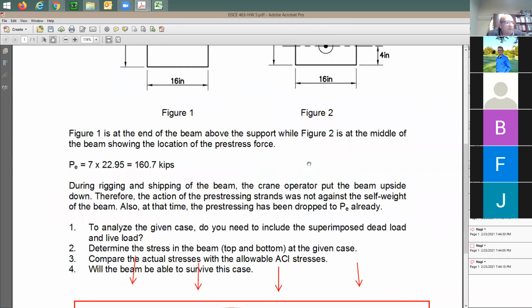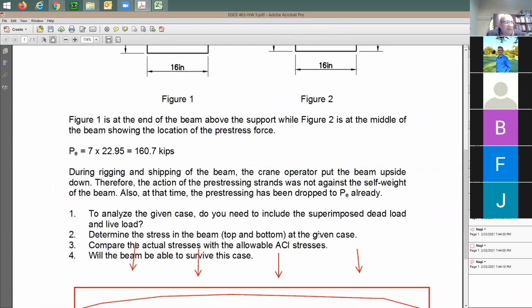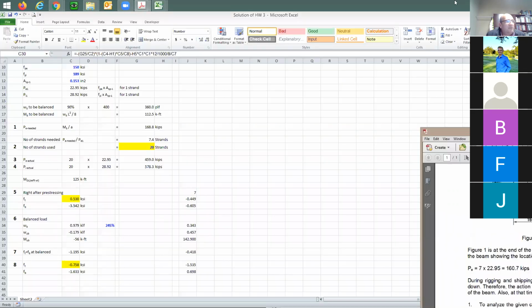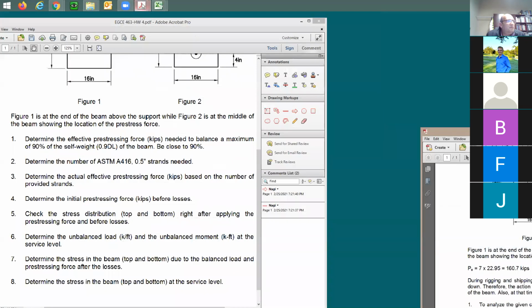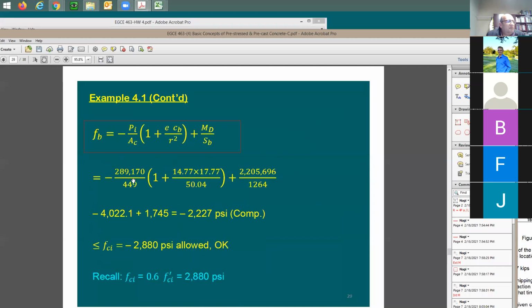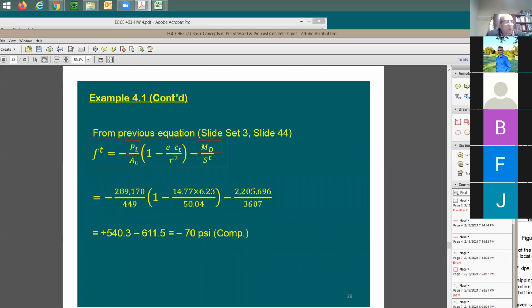Second question, determine the stresses in the beam top and bottom at the given case. Can I just use this equation? One of these equations or this equation here? Can I use this equation here? Or no?